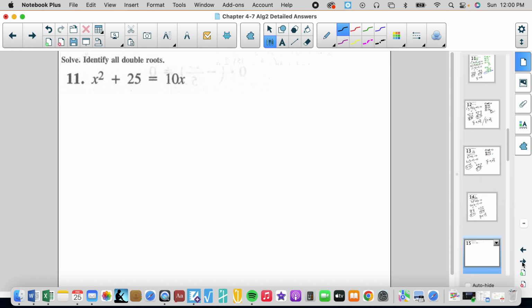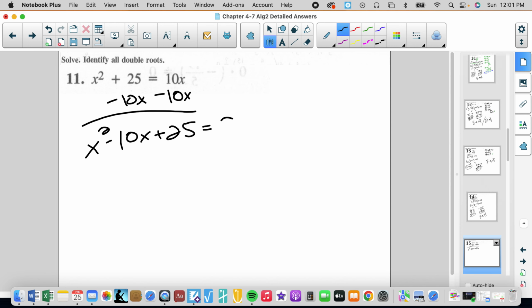Okay, well, roots are still zeros. When they say roots, we're talking about the zeros. We're looking for the x-intercepts. When we look at x-intercepts, we know that y is equal to 0, so we utilize that. That's the reason behind it.